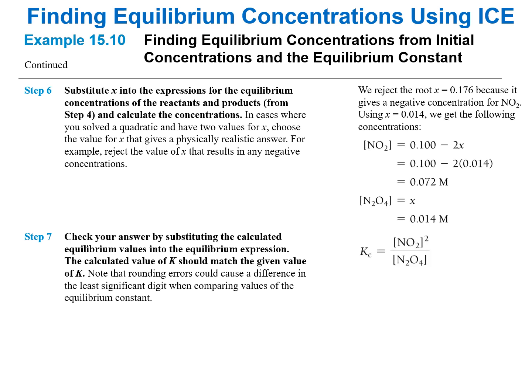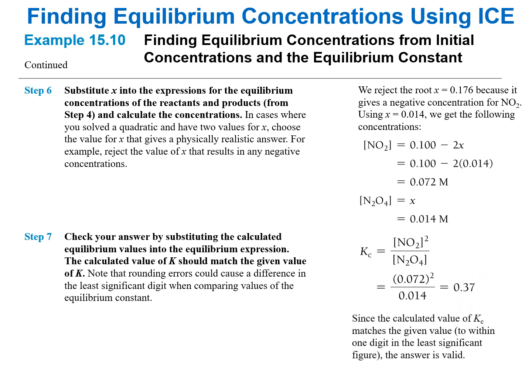So let's do that. So here is our equation, and we're going to take the value that we came up with for nitrogen dioxide, and we're going to square it. And then we're going to take the value that we came up with for the concentration of dinitrogen tetraoxide, put that in there. So our equation looks like this. And when we do the math, we can see that our value of K, as we calculate it, our value of our equilibrium constant comes up to 0.37. Well, the given value ends up being 0.36.